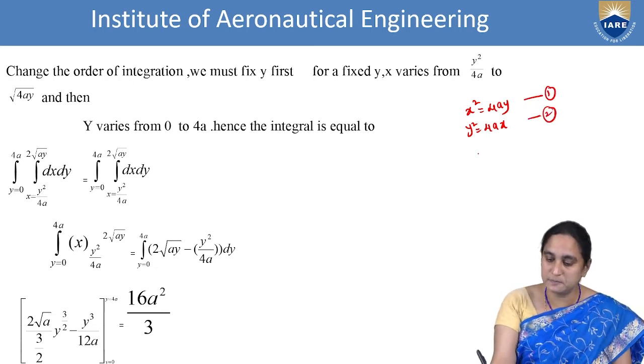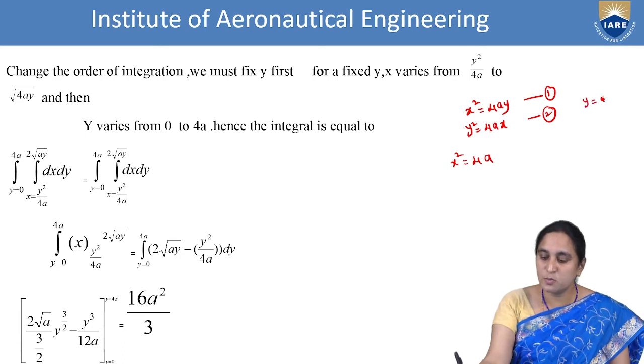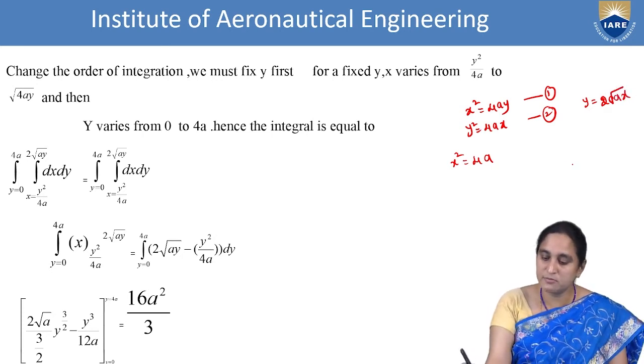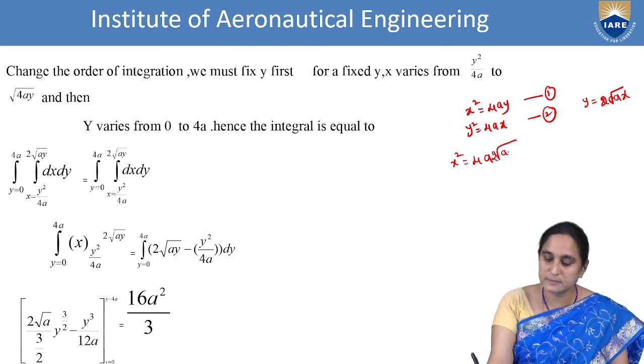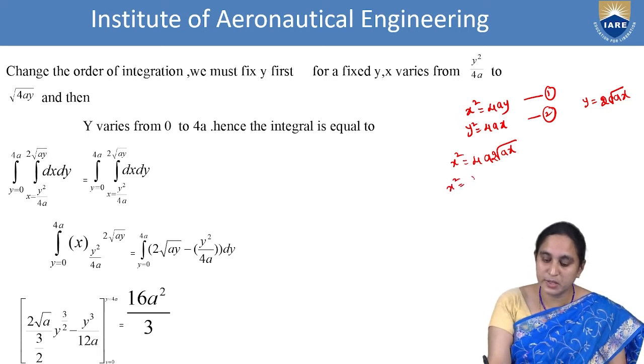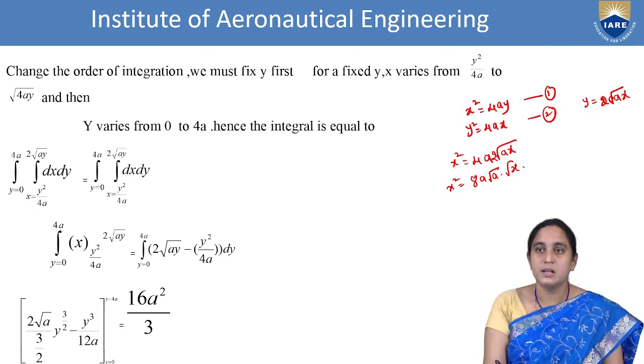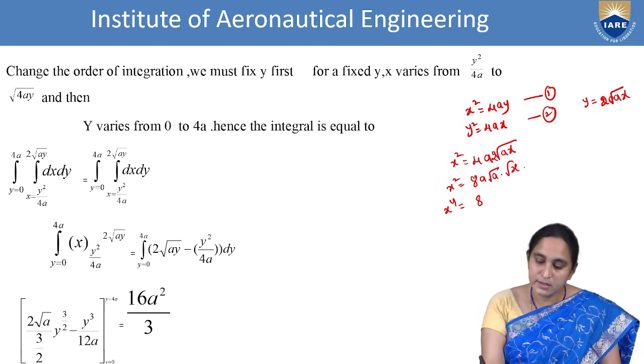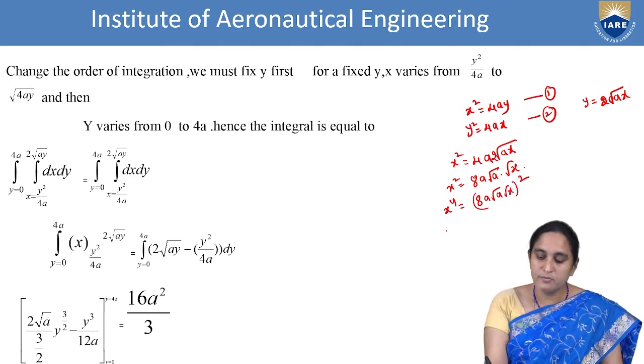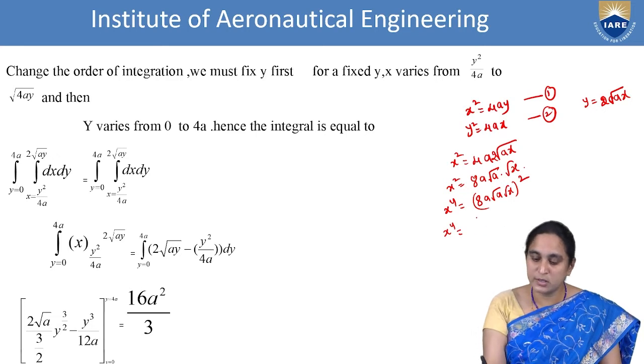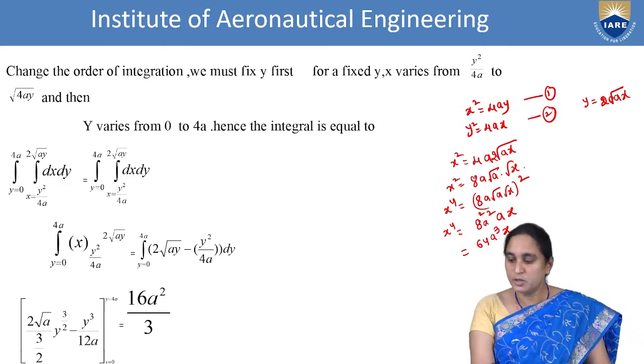From the first, x square is equal to 4a into, from the second equation, what is y? y is equal to 2 root ax. I'm substituting here in place of y, that is 2 root ax. From that x square is equal to 8 into a root a into root x. Squaring on both sides, x power 4 is equal to 8 into a root x whole square. From that x power 4 is equal to 8 square into a square into a into x. That is 64 a cube x.